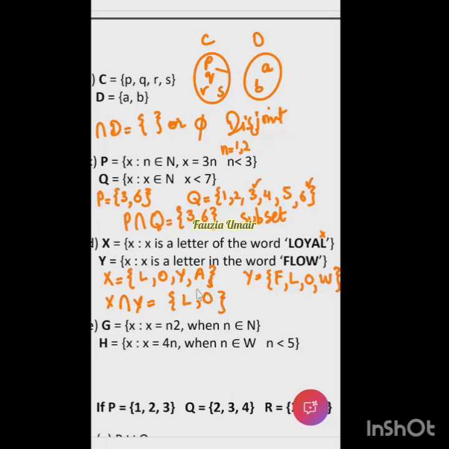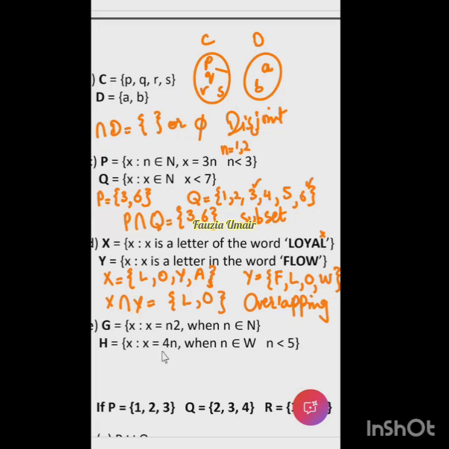Right? And what kind of formation is this? That is set notation. But if we draw the Venn diagram of X and Y, what will be the formation? Overlapping. Right? Why is it overlapping? Because there are some common elements and both sets are having their own elements as well. L and O will be written in the overlapping area. Y, A only belongs to set X and F, W only belongs to set Y, right?